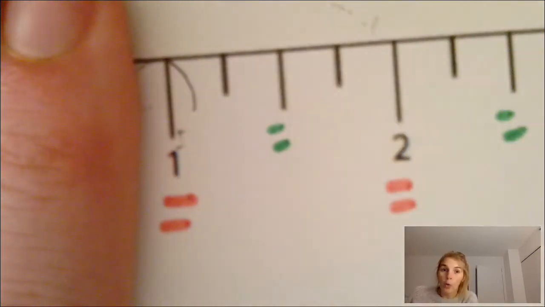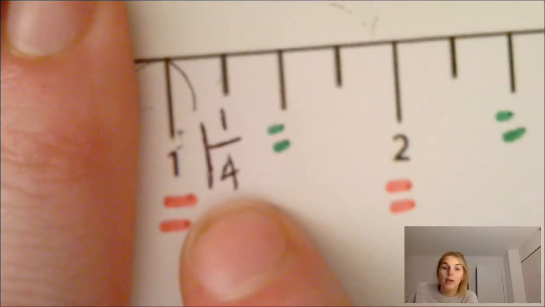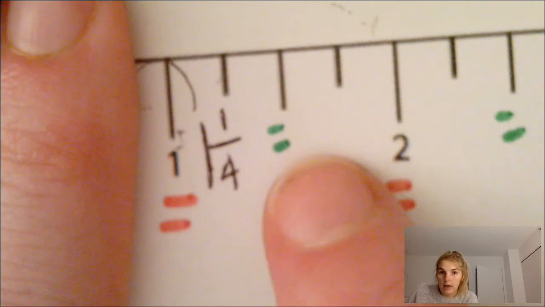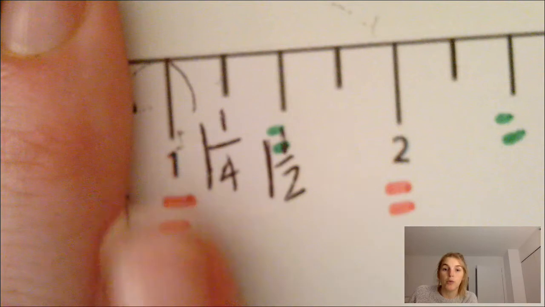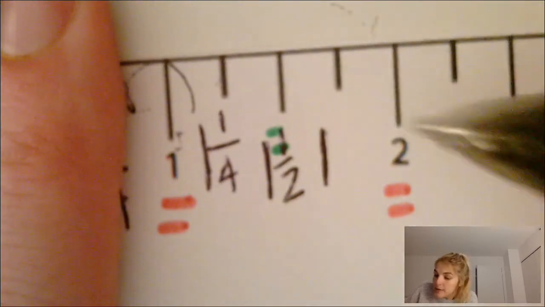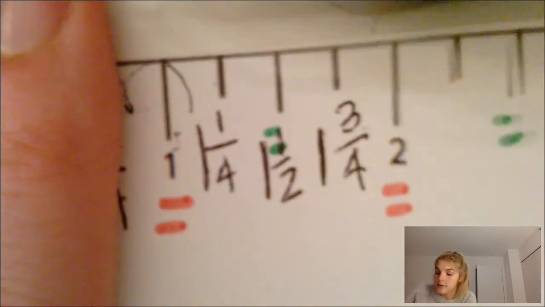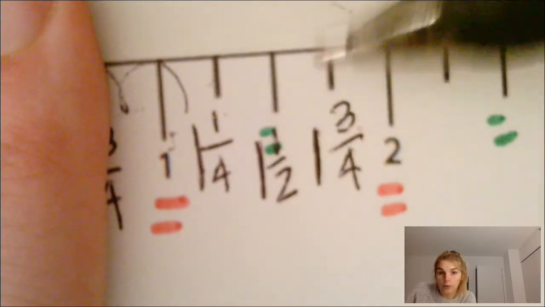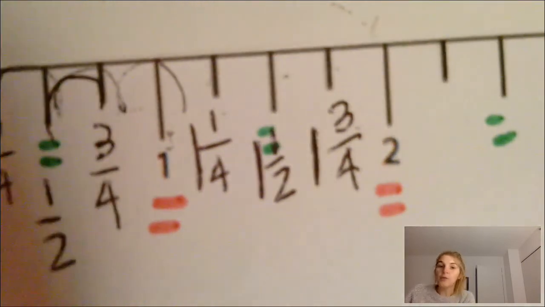So we have 1 whole, then the first line would be 1/4, so that means at this point would be 1 1/4 inches. The next one would be 1 1/2 inches because it's in between 1 and 2. Next, we know that we are still in the inches, but this is the third out of 4 hops, 3/4. So 1 inch, 1 1/4, 1 1/2, 1 3/4, and then we get to 2.